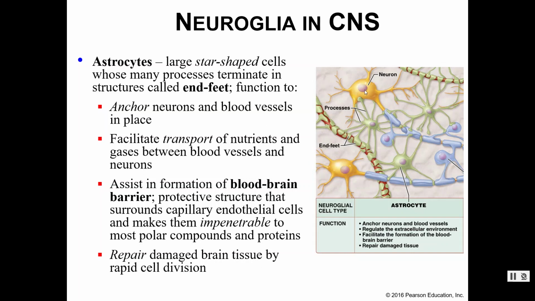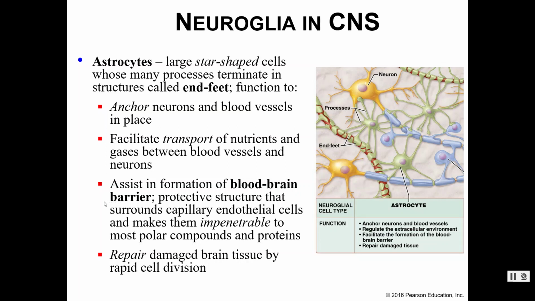So here's a neuron, and we've kind of grabbed on, and we're kind of holding him down. And this little red thing, this is obviously our blood vessel, and we're holding it in place as well. Okay. These help facilitate transport of nutrients and gases between the blood vessels and the neurons themselves. And they assist in the formation of something called the blood-brain barrier, which is kind of hard to say. It's a lot of B's, blood-brain barrier. Okay. The blood-brain barrier, it will hopefully not shock you to learn that it is a barrier.